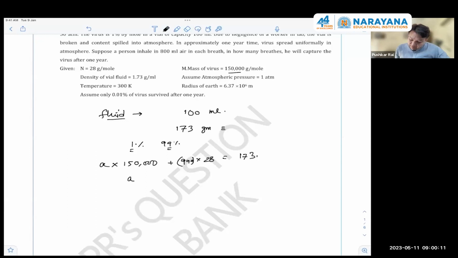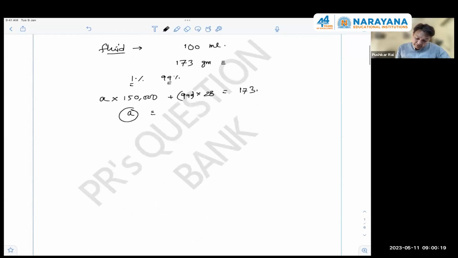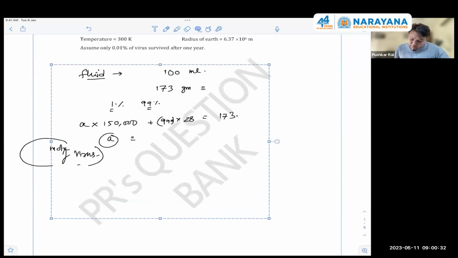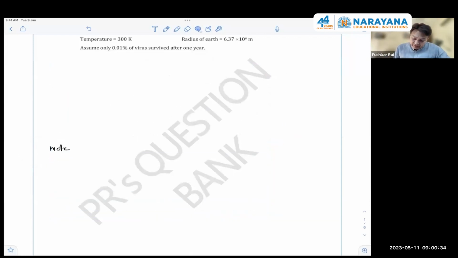So can we get the value of A? Yes. So we can find how many moles of virus are there. The first part of the calculation will be, we'll find the mole of virus. Done? Can we do it? Yes. You are all very good students, so you'll do it. So I remove all the steps and simply say that, let us assume that I get the mole of virus.